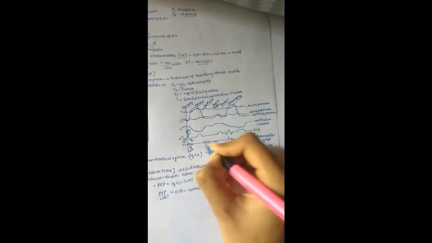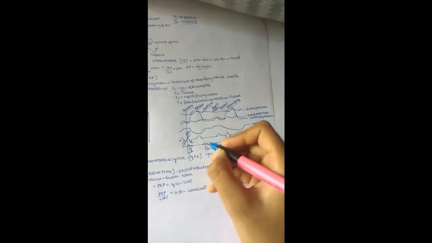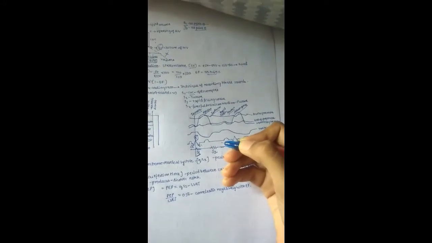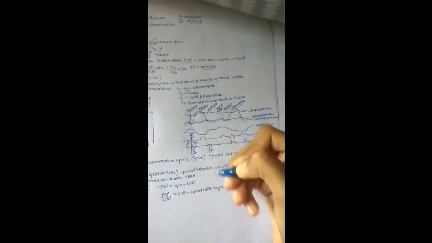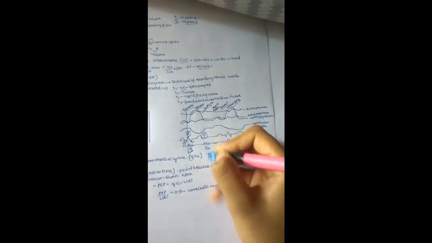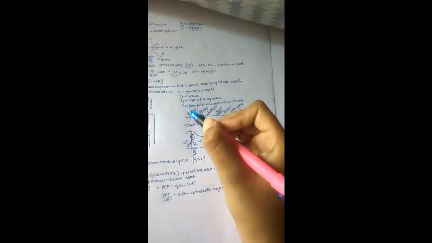Next, coming to S2. Where is our S2? S2 occurs during isovolumetric relaxation. Isovolumetric relaxation means the ventricle is undergoing repolarization, so it is associated with the T wave of the ECG. So that's it. And next, S3.